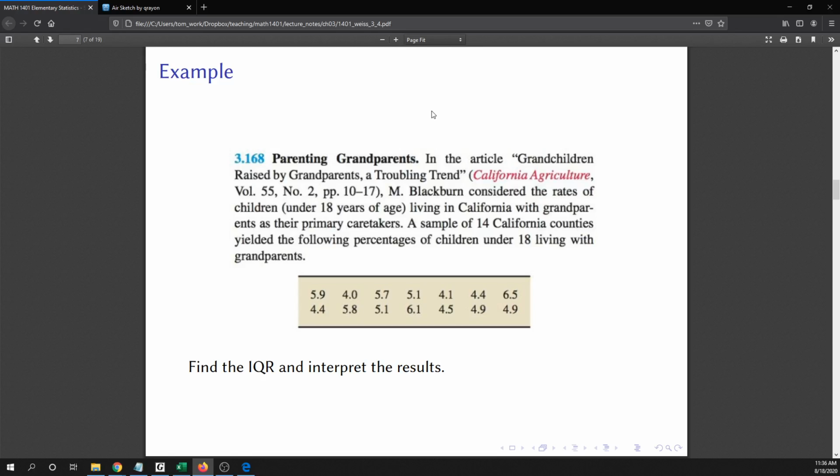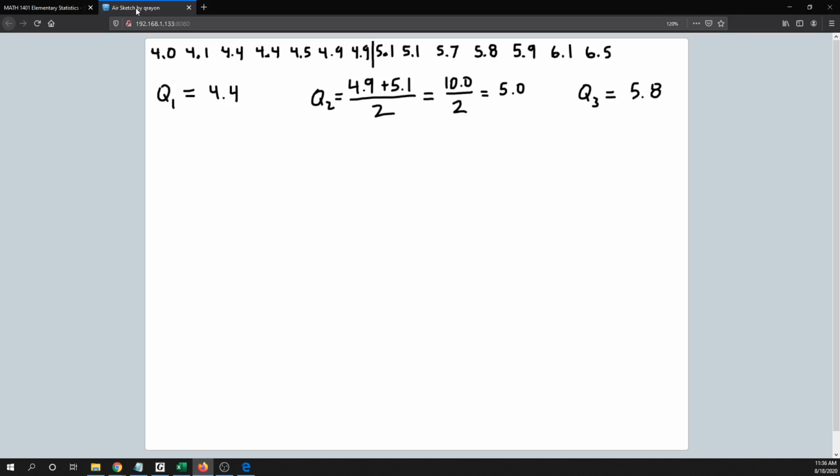Okay, so this is the same data set as before, right? So I have all of these numbers that I calculated in the previous example. So the IQR is going to be Q3 minus Q1. All right, so that is going to be 5.8 minus 4.4. So that comes out to be 1.4.